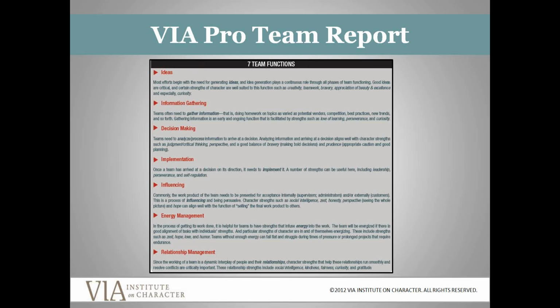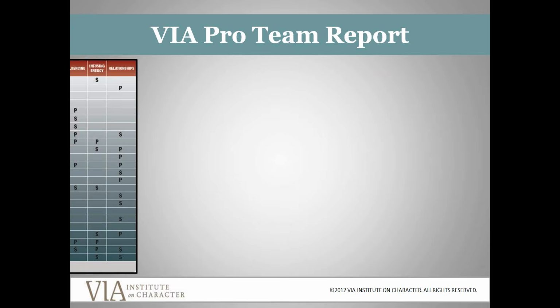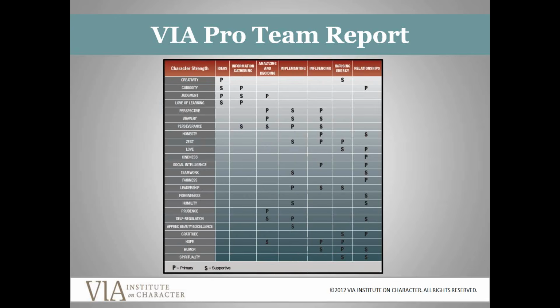Section 5 of the report presents a framework for conceptualizing team functions, namely 7 different functions that teams commonly perform. VIA had a panel of experts suggest which of the 24 strengths may align substantially with the various functions, playing a primary role, and which of the strengths play an important supportive role. This matching is rationally but not empirically derived, and so we consider it to be an exploratory practice.